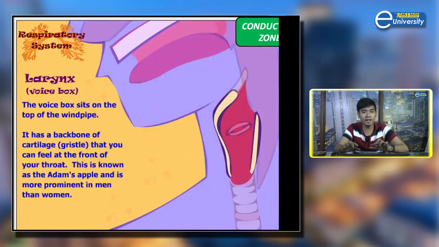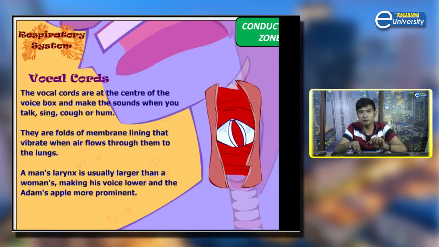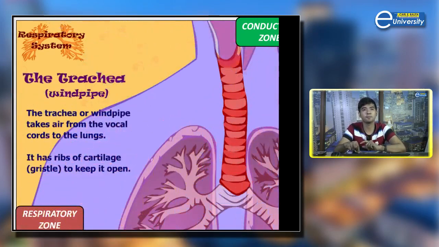Next is the larynx. So the larynx is also known as the voice box. The voice box sits on the top of the windpipe. It has a backbone of cartilage that you can feel at the front of your throat. This is also known as the Adam's apple, and it is more prominent in men than women. Vocal cords are at the center of the voice box and make sounds when you talk, sing, cough, or hum. They are folds of membrane lining that vibrate when air flows through them to the lungs. So a man's larynx is usually larger than a woman's, making his voice lower and the Adam's apple more prominent.